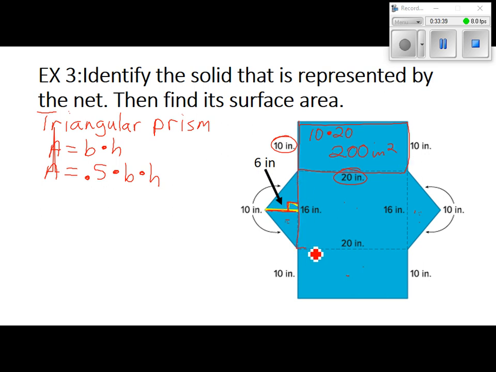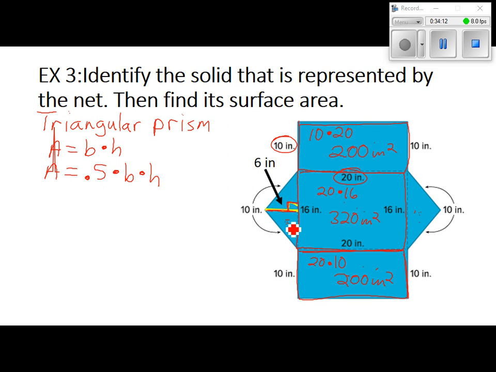If we look at this rectangle here, that's 20 times 16, which is 320 inches squared. And then this bottom one down here, it's 20 by 10 or 10 by 20, whichever way you want to say it. So 20 times 10, which is 200 inches squared. So those 3 are pretty easy to find.